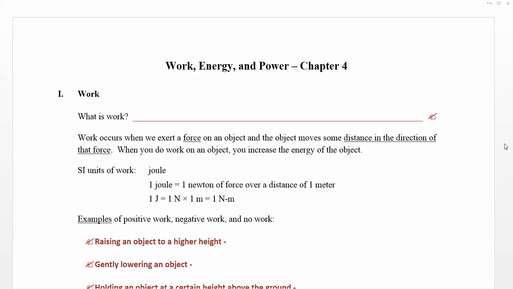Now, the unit of work in the SI or MKS system is called a joule. And a joule of work is done when 1 Newton of force is exerted over a distance of 1 meter.